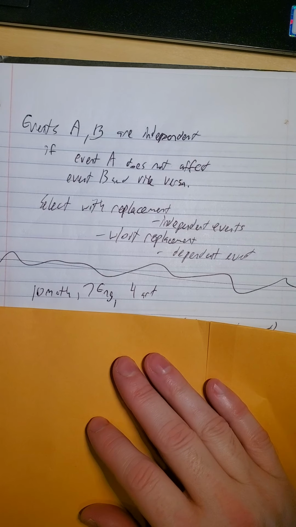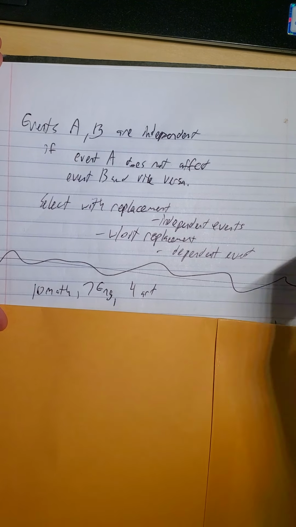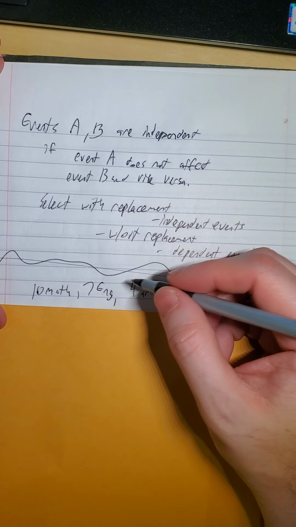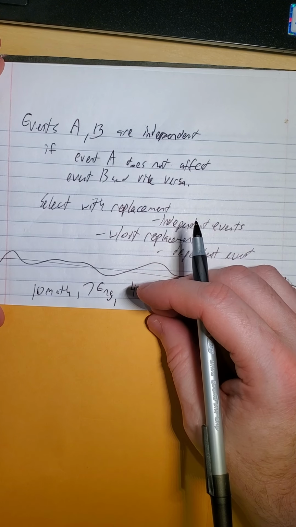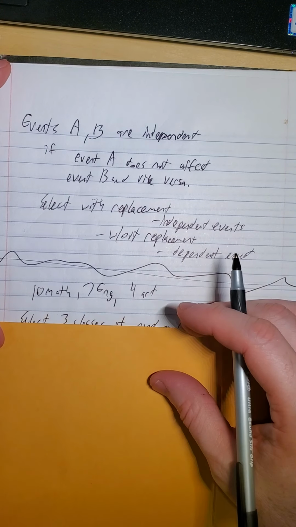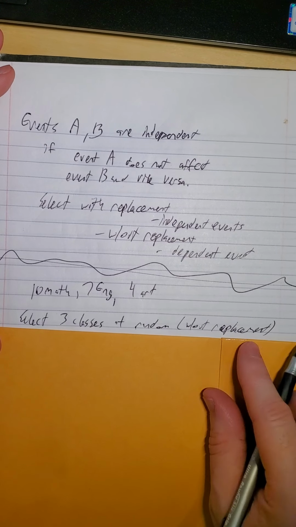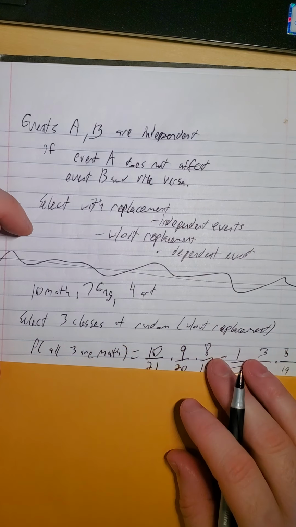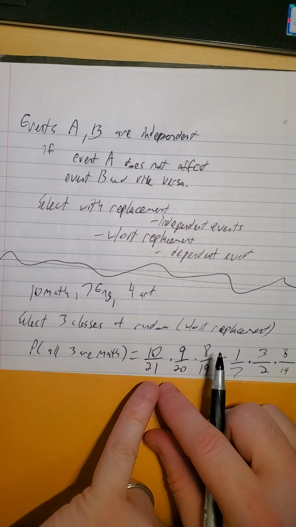Okay, for our next experiment, we have 21 courses to choose from: 10 math, 7 English, 4 in art. We're going to select 3 classes at random, and we're doing this again without replacement, so we don't want to record the same group of students twice. We're going to find first the probability that all 3 are math classes.